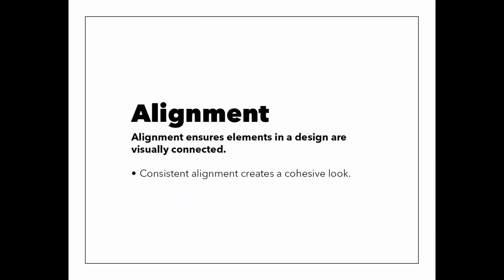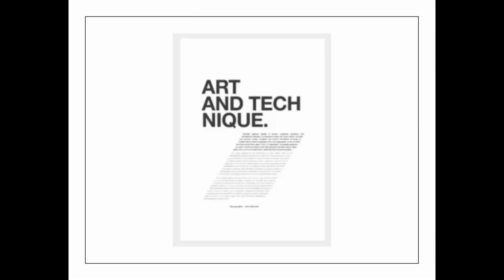Alignment ensures elements in the design are visually connected. Consistent alignment creates a cohesive look. So like here, if I look at this alignment, it doesn't have to be straight up and down. All right, you can line up the A and N to the bottom of this, or this up here. All right, but again, there's even lineups along this way, whether it's diagonal or not.